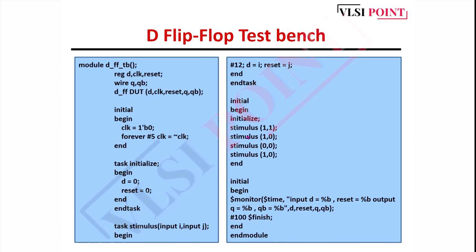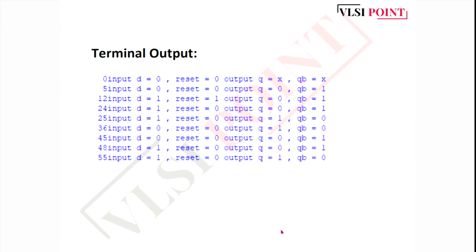Then in the third initial block, we are simply calling all the tasks which we have defined. First, initialize: this task will initialize the variables. Then stimulus: I am calling this stimulus with arguments 1, 1, then 1, 0, then 0, 0 and 1, 0. In this manner you can give different arguments to the task stimulus. And then in the last initial block, $monitor and $finish, end module. And this is the terminal output. You can check whether you are getting the correct output or not.